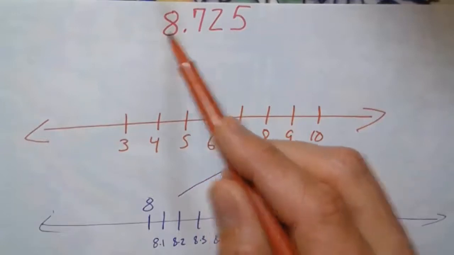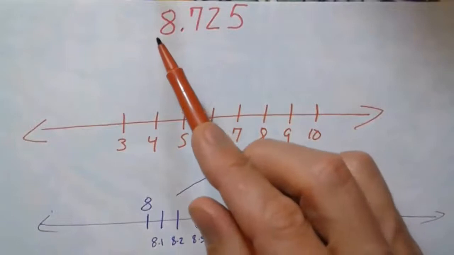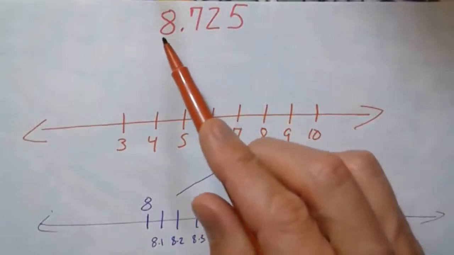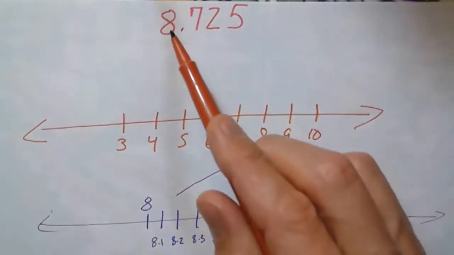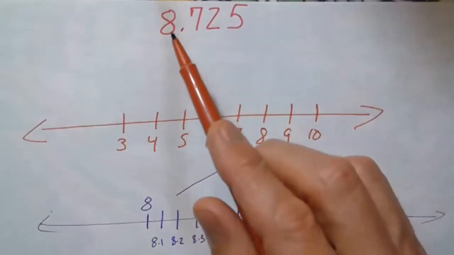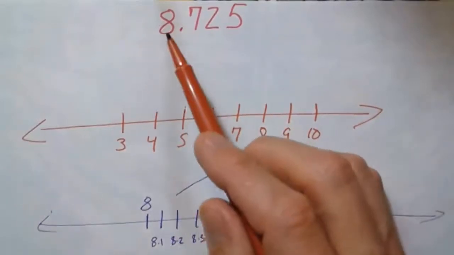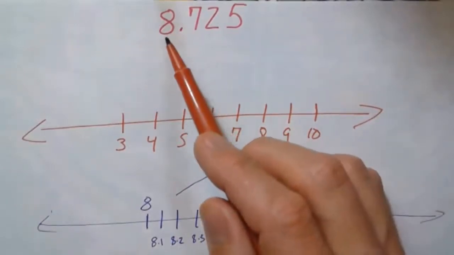So I can round this number to the nearest 1. I can look at this and ask, is this closer to 8 or closer to 9? The very first thing we want to do when we're looking at a decimal is understand where it is on the number line. So it's in between 8 and 9. That's going to be my rounding: I'm either going to round to 9 or I'm going to round to 8.